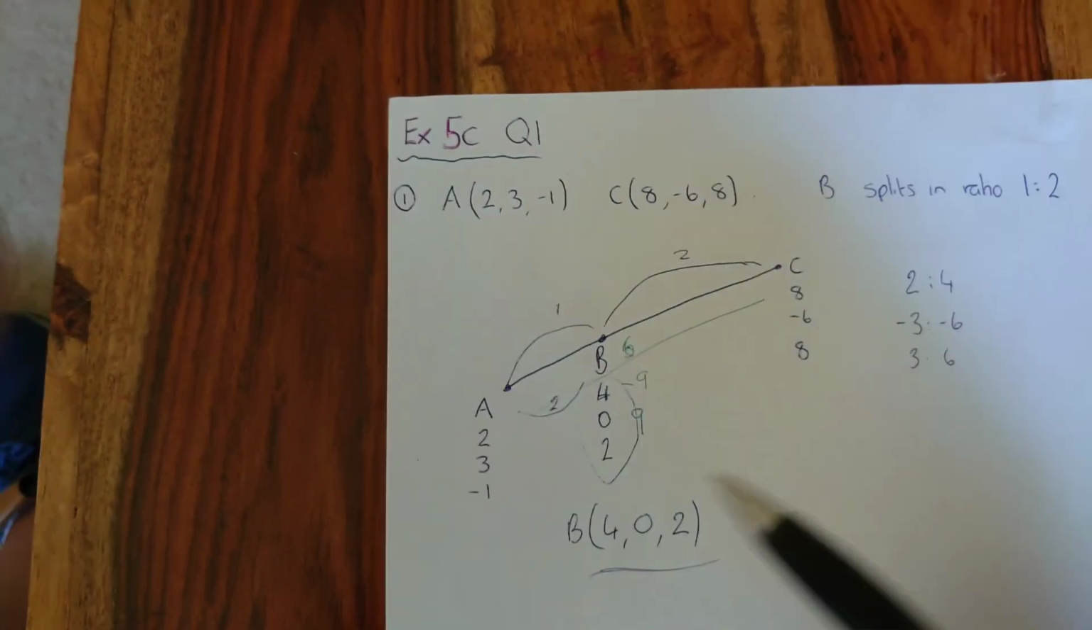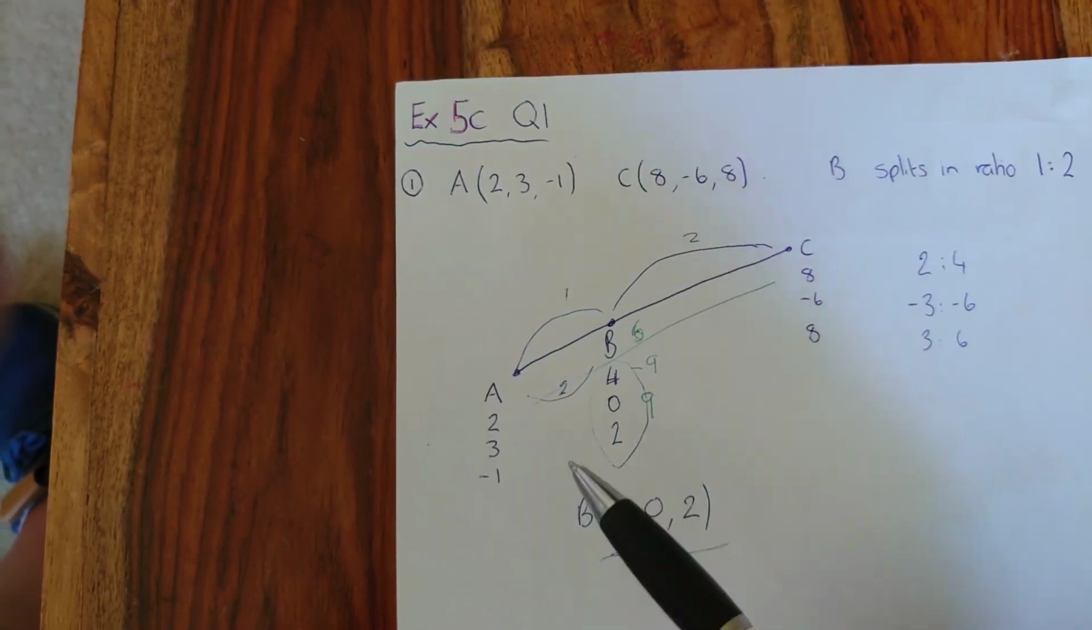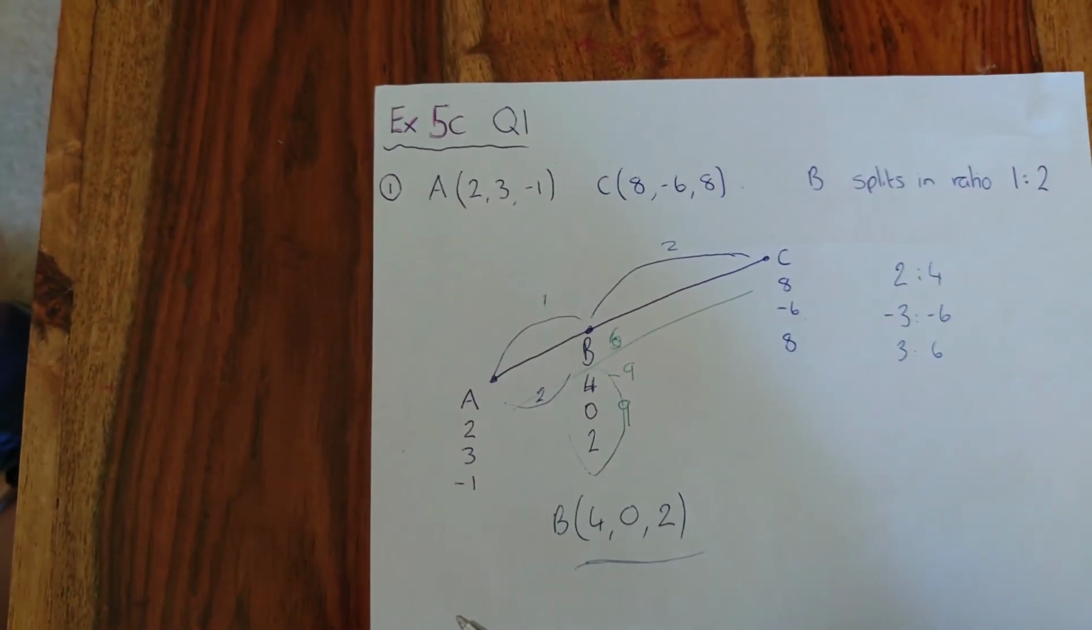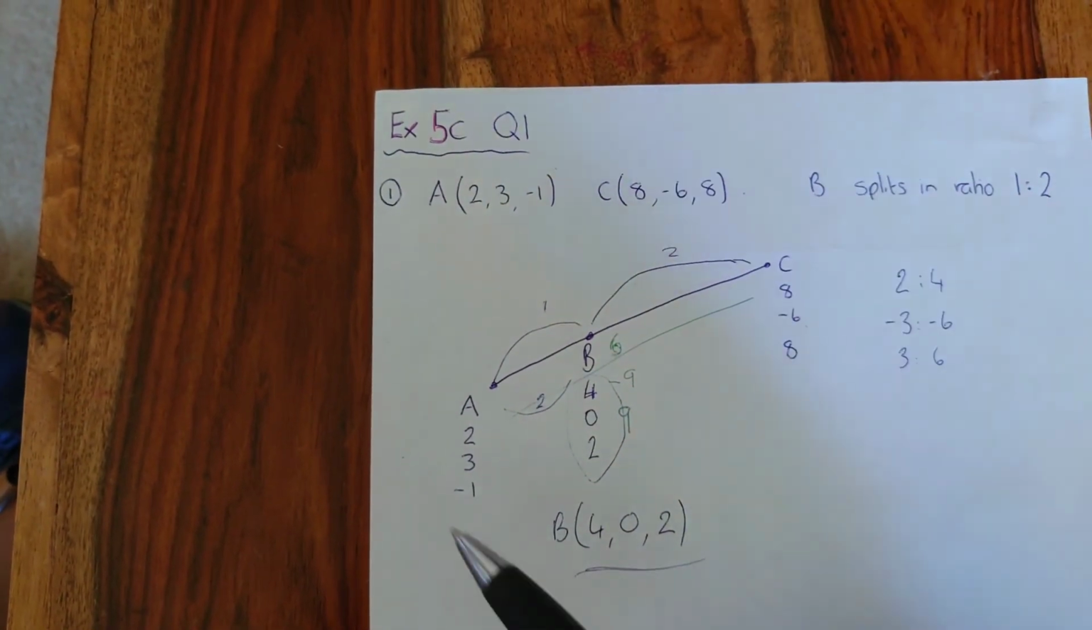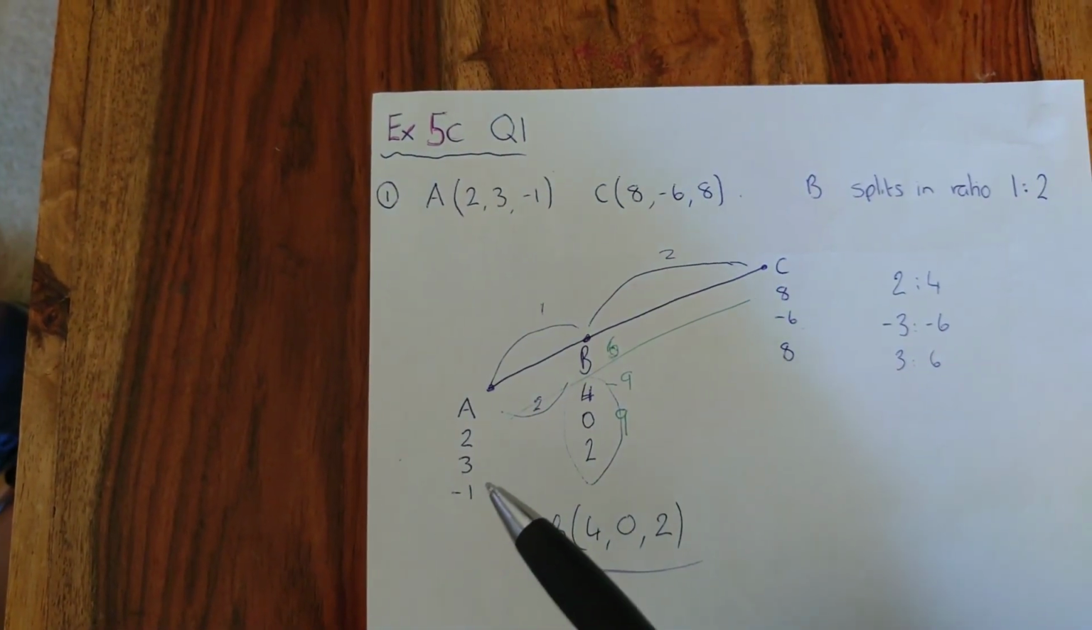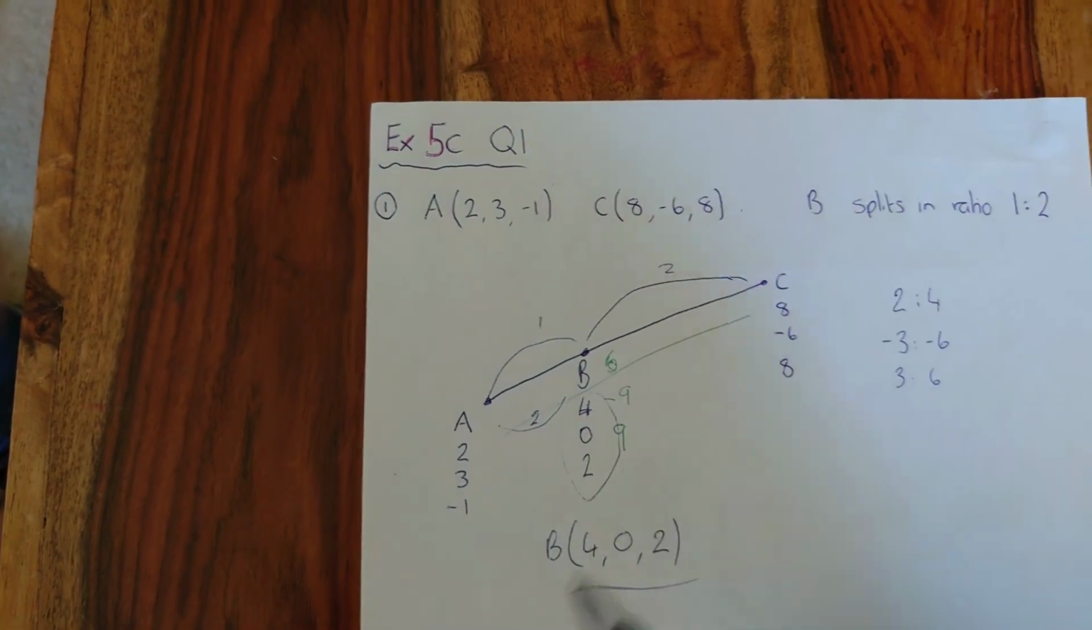So the process there is, first of all, find the differences between your first 2 points, split those differences into the correct ratios, and then apply that change to your first coordinate to find B.